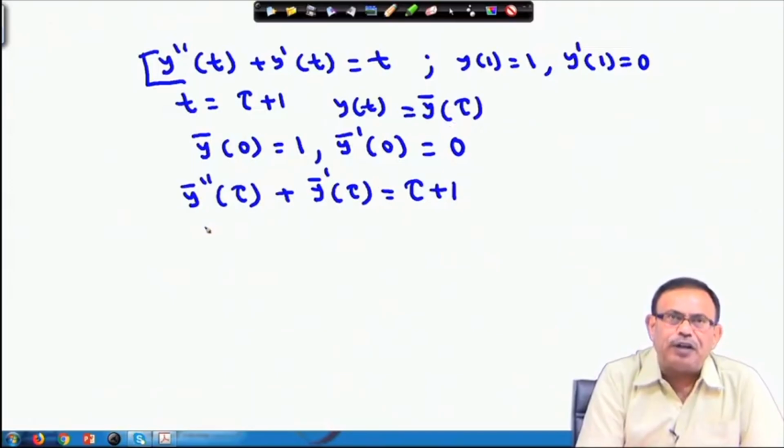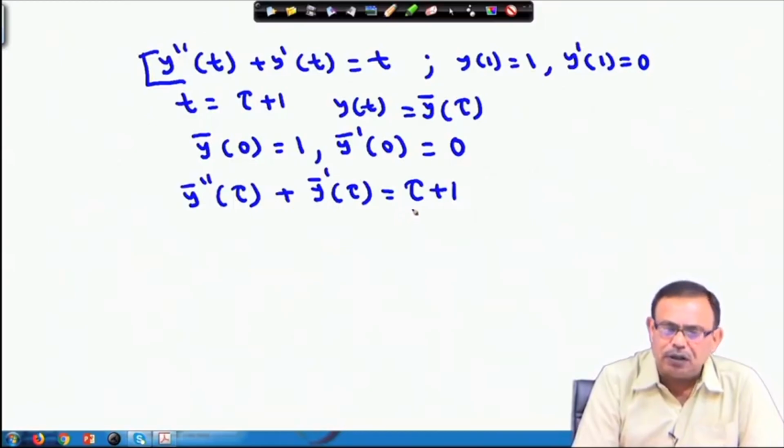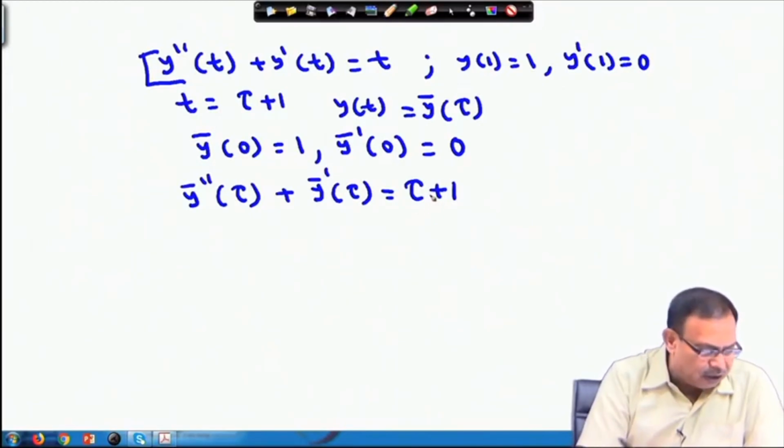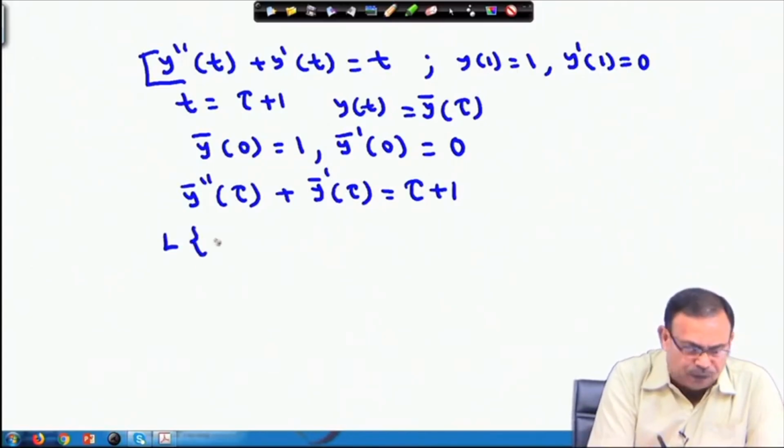So, let us try to find the solution of the converted ordinary differential equation. If required, the original ODE can be transformed into some other ODE like this. So, now you use the proper form.